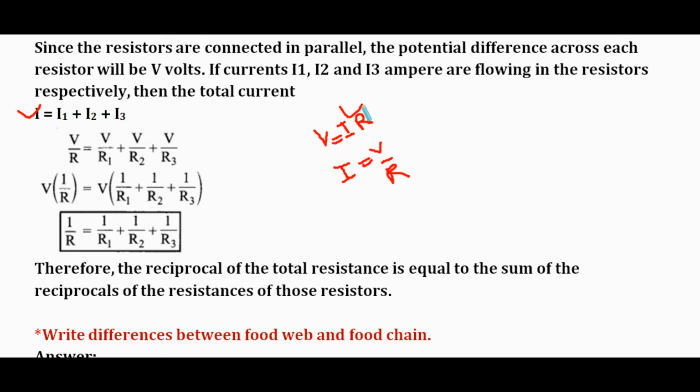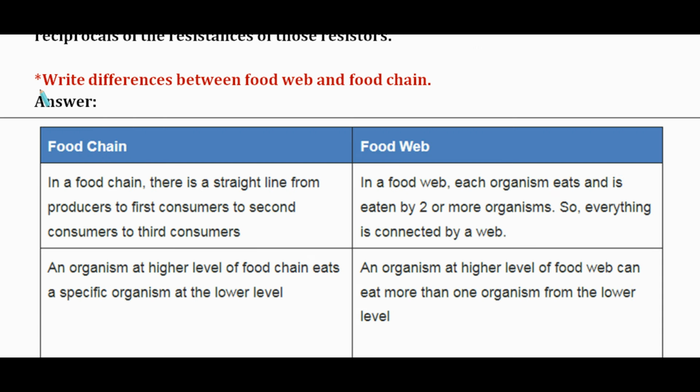We know from Ohm's law V equal to IR, then I equal to V upon R. Using this formula, in the place of I we put V upon R, in the place of I1, V upon R1, in the place of I2, V upon R2, in the place of I3, V upon R3. Taking V common and cancelling it, we get 1 upon R equal to 1 upon R1 plus 1 upon R2 plus 1 upon R3. Therefore, the reciprocal of total resistance is equal to the sum of the reciprocals of the resistances of those resistors which are connected in parallel.